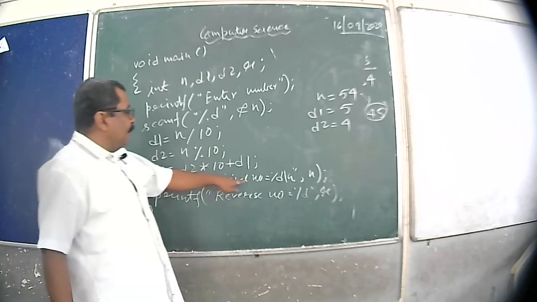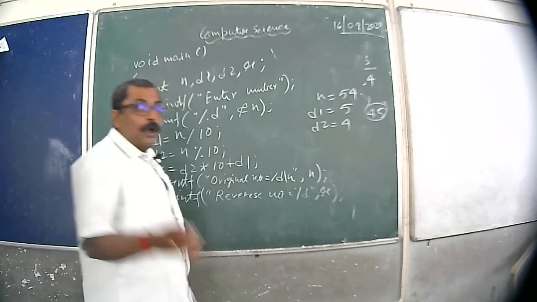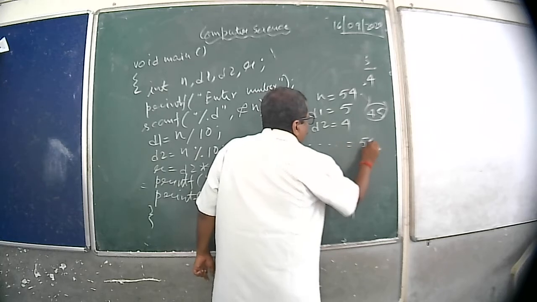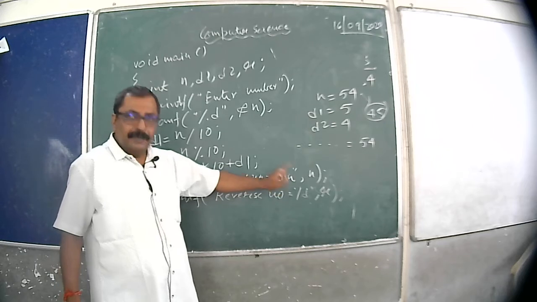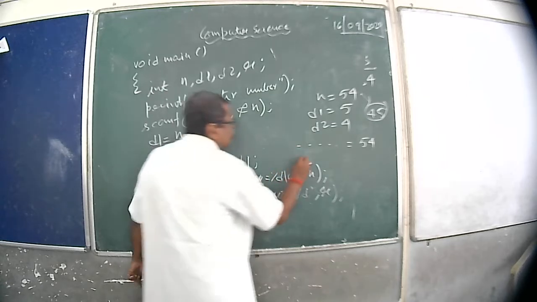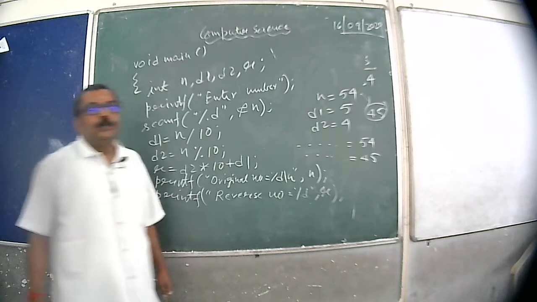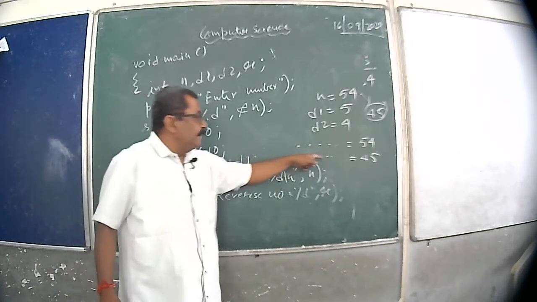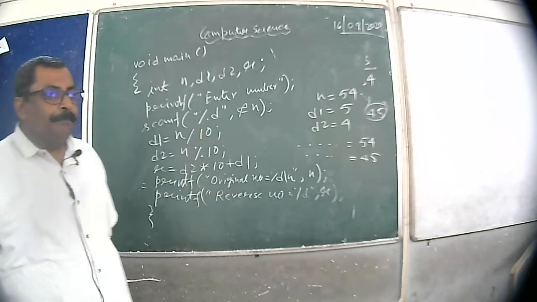printf original number is equal to percentage d. What original number have you entered? 54. So, at the time of output you will get original number is equal to 54. Due to backslash n, it automatically goes to a new line. Then in the next line it will print reverse number is equal to 45. So, that is the original number 54 and that is the reverse of the number, 45. So, that is one program.